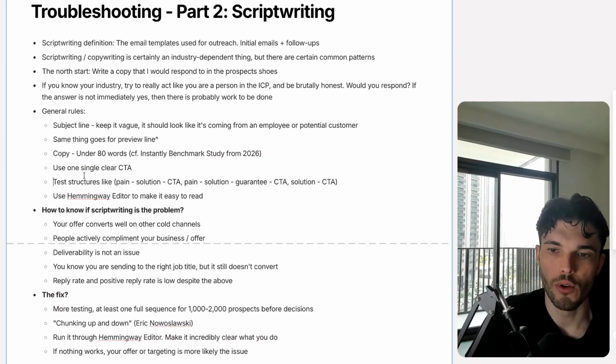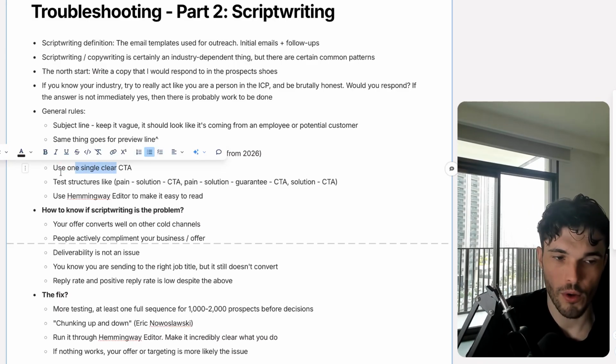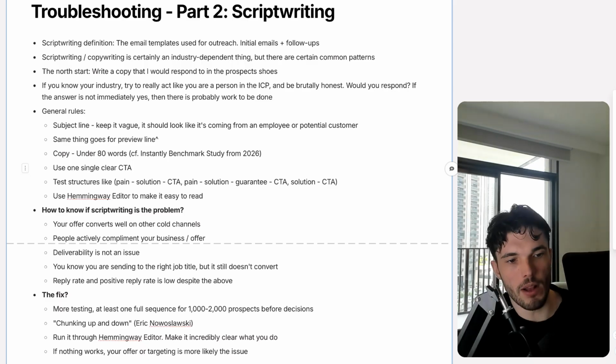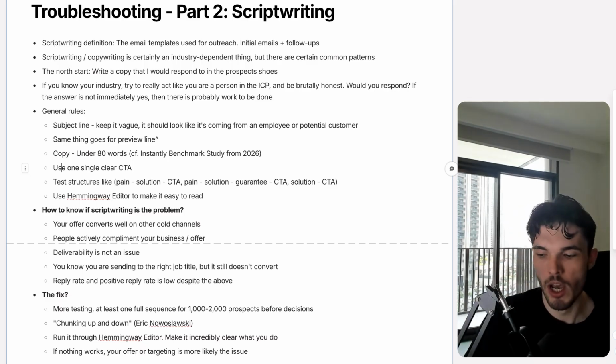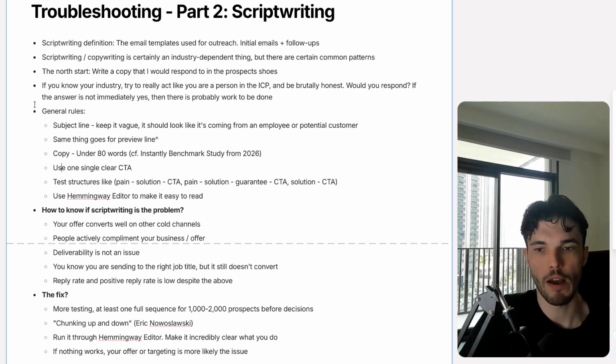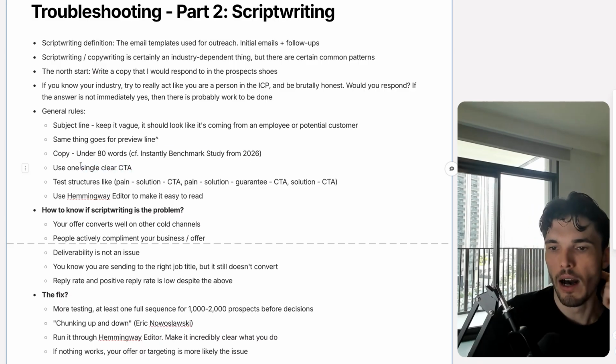And then also you want to use one single clear call to action. You don't want to have multiple things. You don't want to say, take a look at this funnel here, click on this link for this landing page, also go over here and watch this free document. You don't want to send them down a million different paths. You want to have one clear path that they need to take.